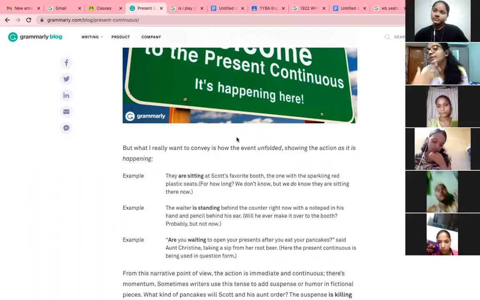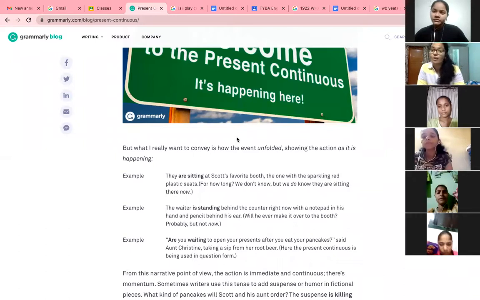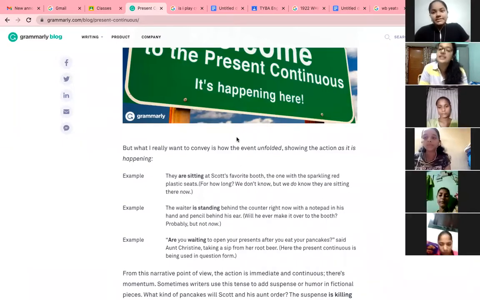Okay, when I'm telling you guys the story of how I was going out with my family, I wouldn't say it in a past tense form. I would want to say things in a present continuous form because that will make you guys interested in it. Okay, so they are sitting in Scott's favorite booth, the one with the sparkling red plastic seats. For how long? They have not told. But we do know that they're sitting there right now. It's happening right now. Okay?